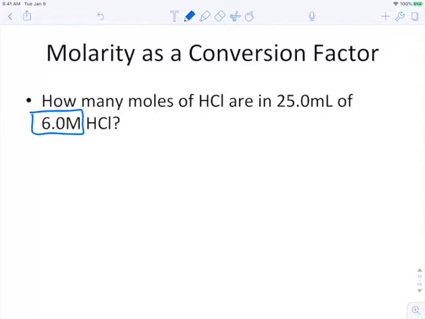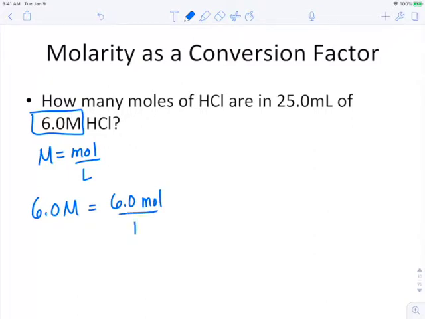So what we know is that molarity is moles per liter. So if you have 6.0 molar, that is 6.0 moles per every 1 liter. So anytime you have a molarity given, it is a conversion factor. You put the number for the molarity with the moles, and you'll put a 1 with the liter.